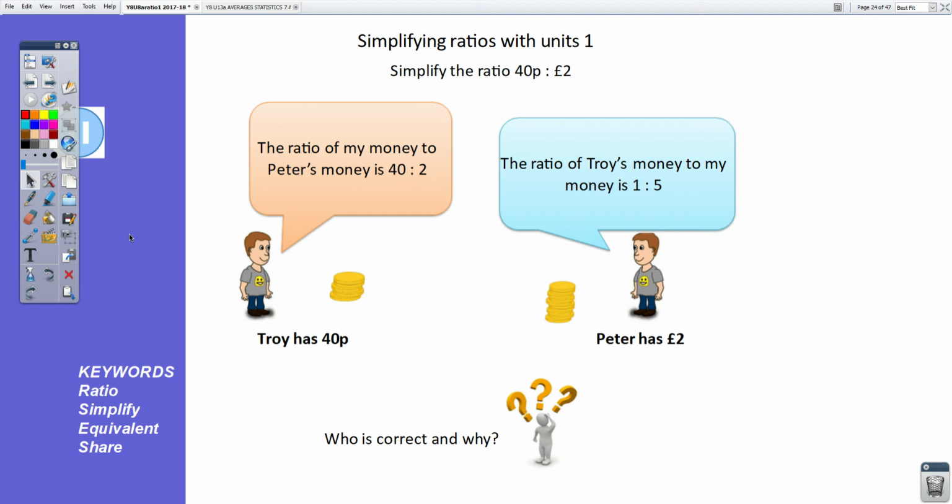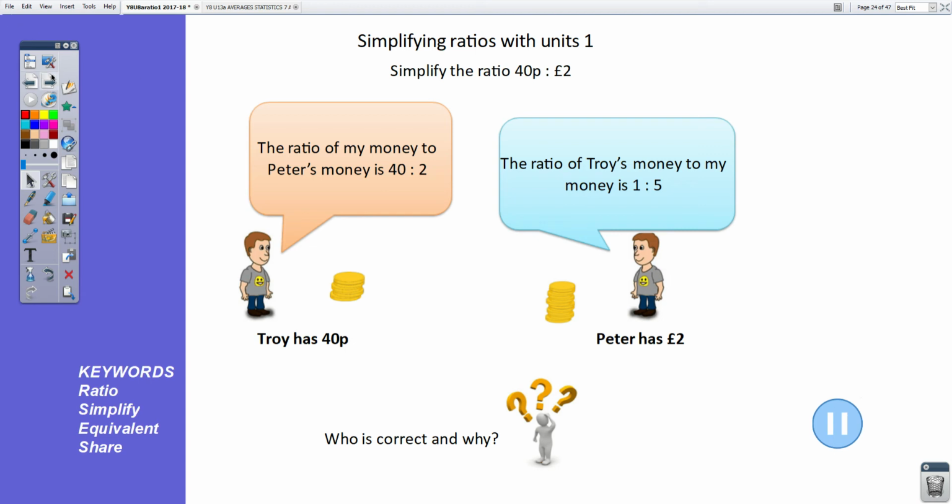Simplifying ratios with different units. This can cause a few problems with people. Simplify the ratio 40 pence to £2. So Troy's got 40p, Peter's got £2, and Troy's saying the ratio of my money to Peter's money is 40 to 2. Peter's saying the ratio of Troy's money to my money is 1 to 5. There's no 1s and 5s in here. Who is correct and why? Have a think about that, please. Write things down if you need to. Teacher, if you can pause the video and press play when ready to continue.